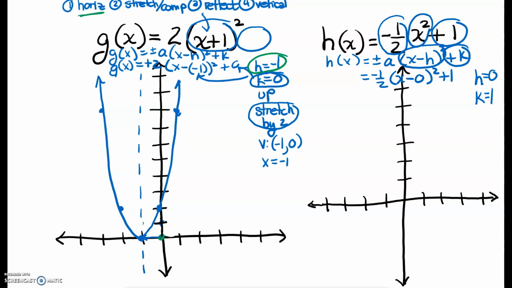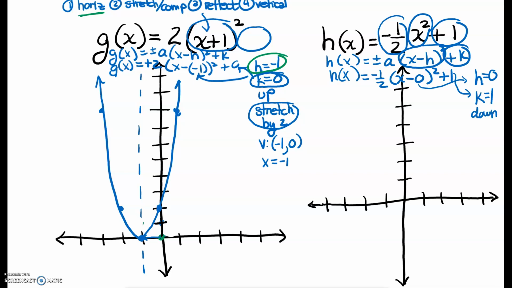Okay, we were in the middle of doing this problem when I had to start a new video. All right, so we had rewritten the equation in the correct form. Okay, so -1/2 times x minus 0 squared plus 1. We had gotten h, we had gotten k. We said that it's negative, so this graph will be opening down.